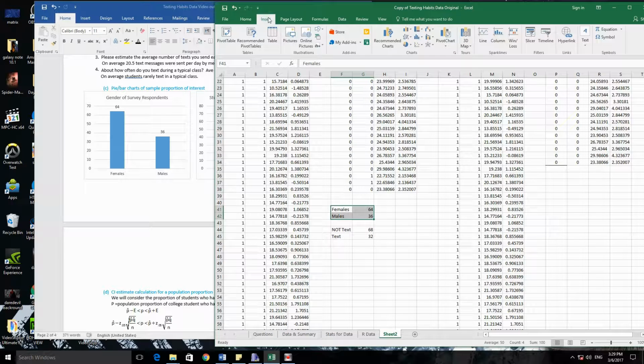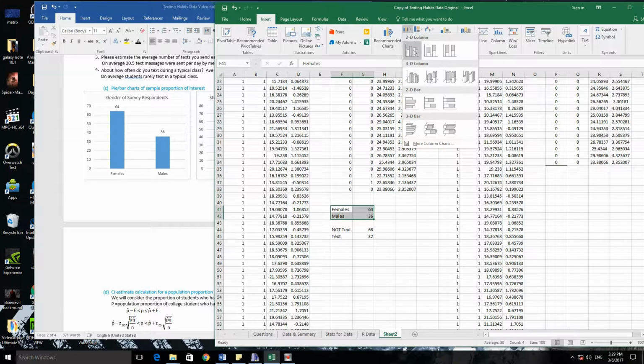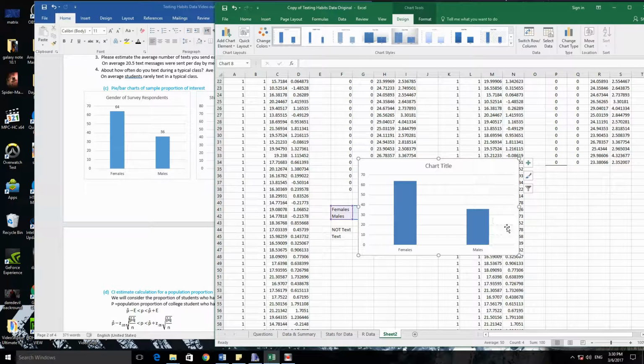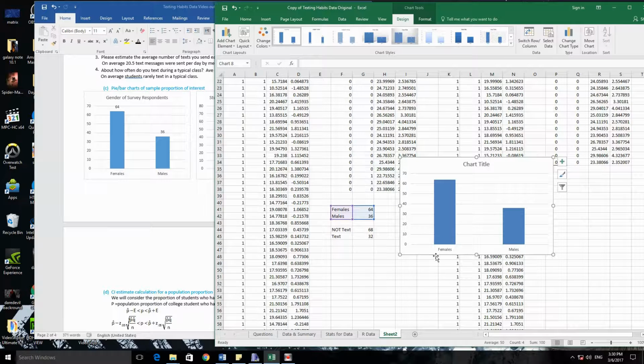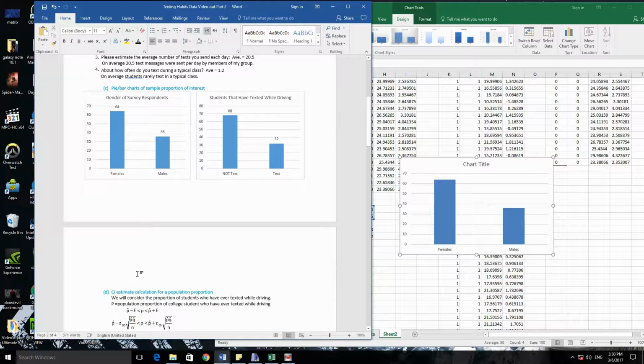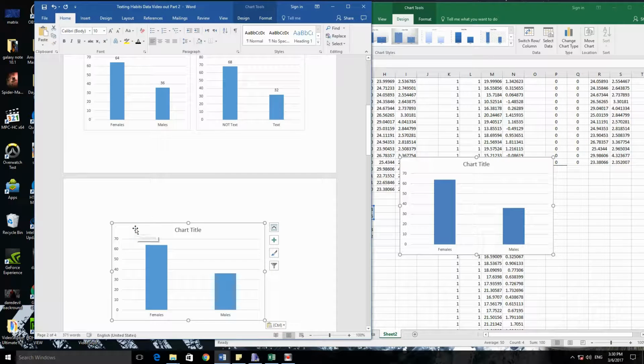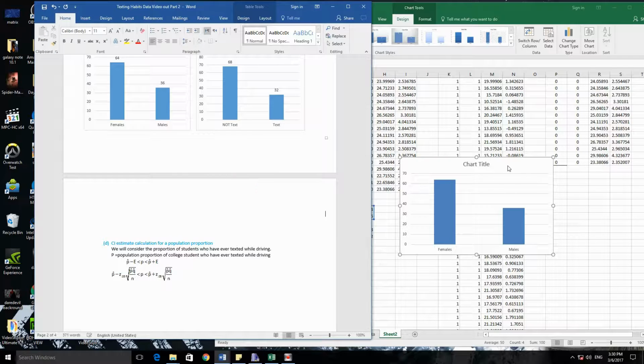Now that I have that information, if you just type that into the cells, select the cells and do an insert, you can go to a two-dimensional column chart. And there it is. I have the males and females. It'll pull this text right into the category labels, and then you give your chart a title. Once you've given the chart a title, you can select the chart, copy it, and paste it into a Word document.